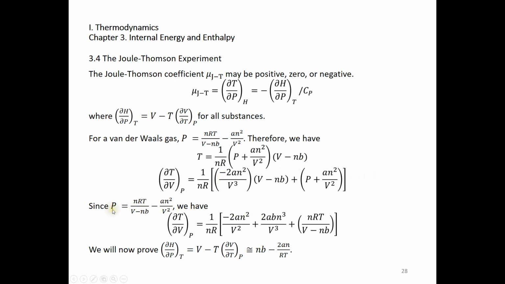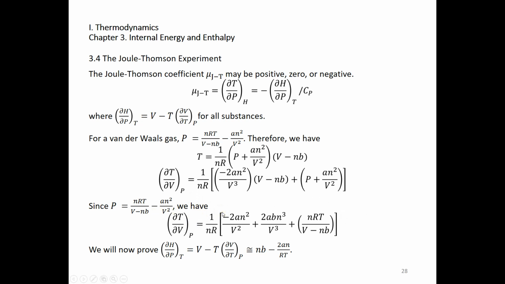Also, because pressure is simply nRT over V minus MB minus AN squared over V squared, we replace this pressure with this expression. The only goal is to simplify this, because in P we have minus AN squared over V squared, and over here we have positive AN squared over V squared. So if we add these two, we get this. Now we expand this product, and we get three terms: 1, 2, 3. This is delta T over delta V, and look, we have delta V over delta T here. Eventually, we'll have to take the reciprocal of this expression.